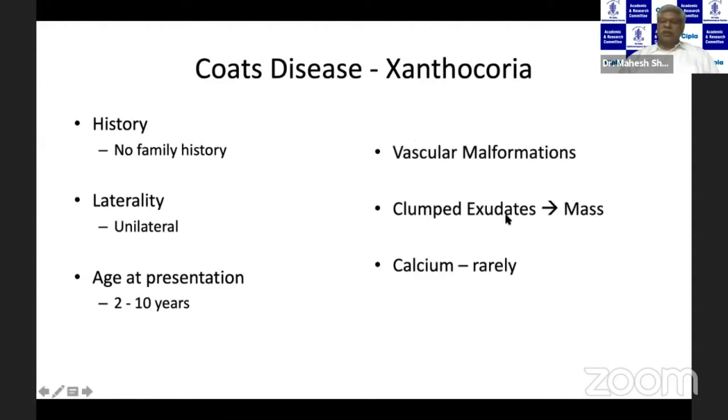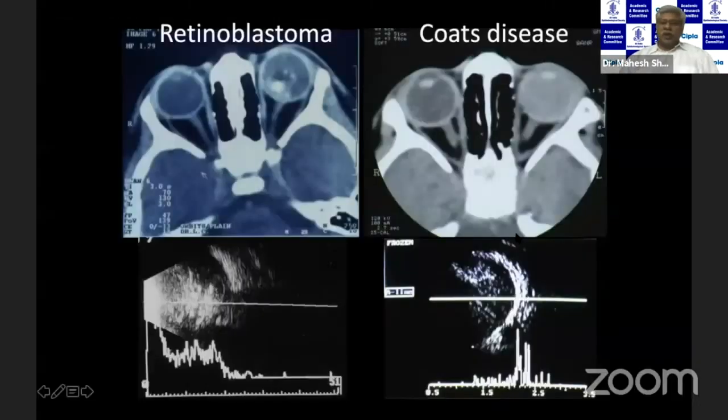The vascular malformations are the hallmark, and clumped exudates can appear like a mass in the subretinal space in the temporal periphery. Very, very rarely you can see calcium in Coats disease, and it's usually plaque-like calcification, not the irregular mass-like calcification of retinoblastoma. On imaging, you can see there is no orbital attenuation or orbital shadowing. You can see a retinal detachment with subretinal precipitates, and you can see a ground glass appearance and no mass lesion which you would see in a retinoblastoma.